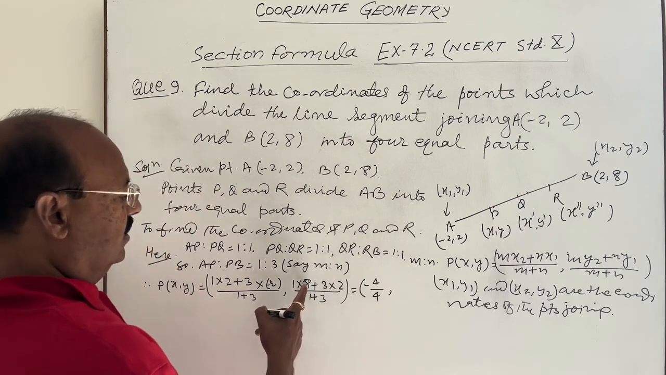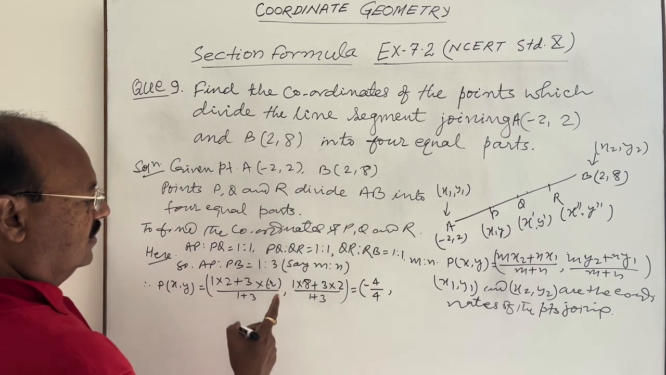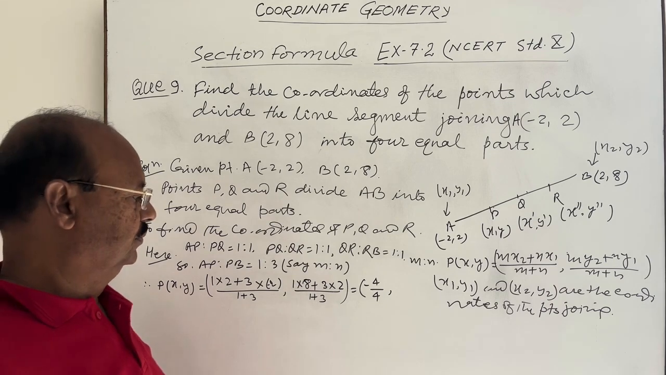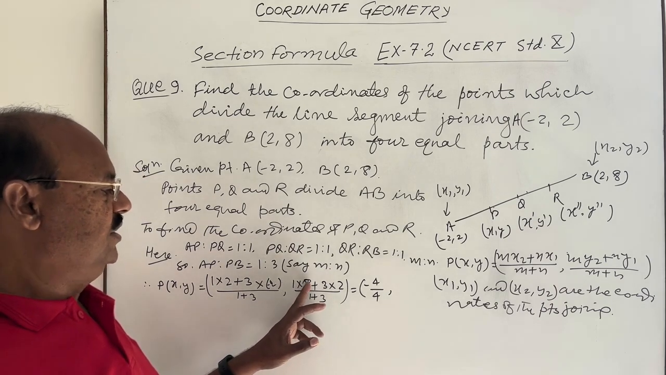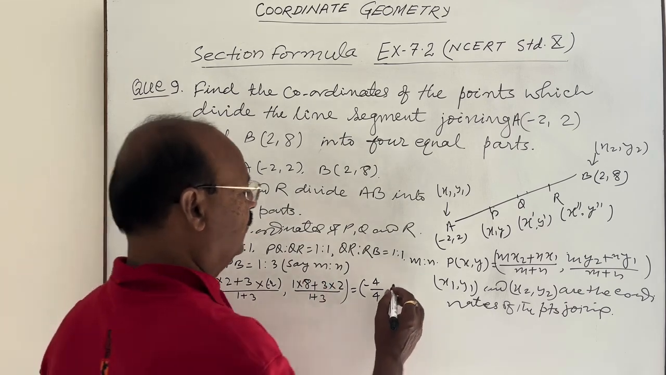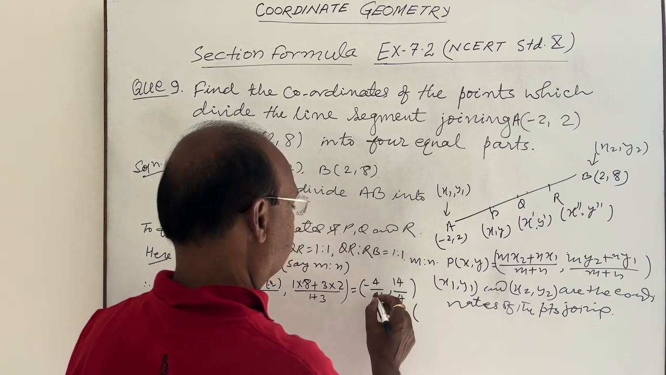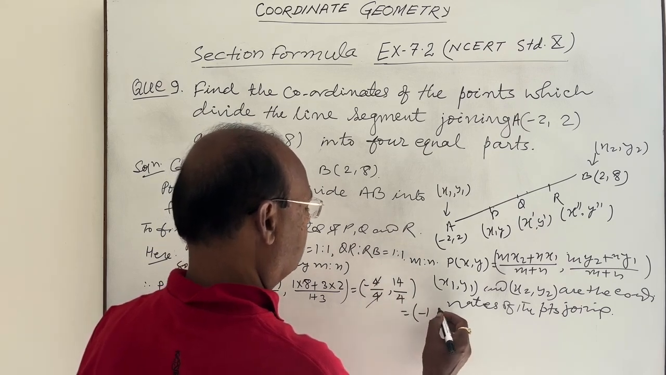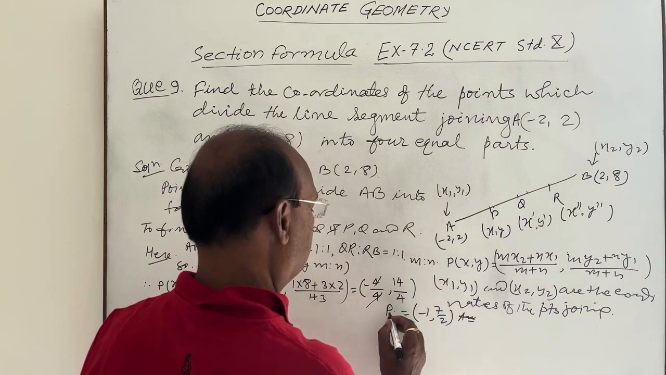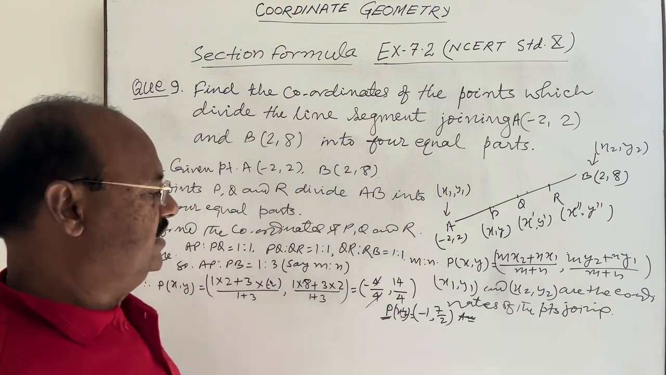The y coordinate: 1 into 8 is 8 and 3 into 2 is 6. 8 plus 6 is 14. 14 divided by 4. So finally we are getting minus 1 and 7 by 2. This is one answer. This is the coordinates of point P. In place of x, y, we can write here minus 1 and 7 by 2.